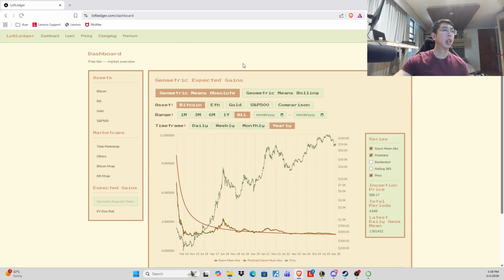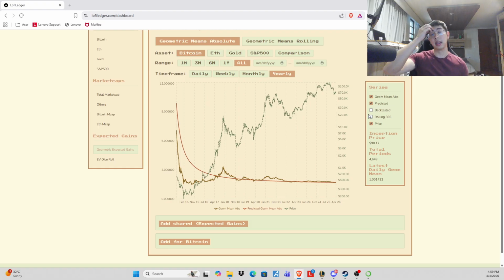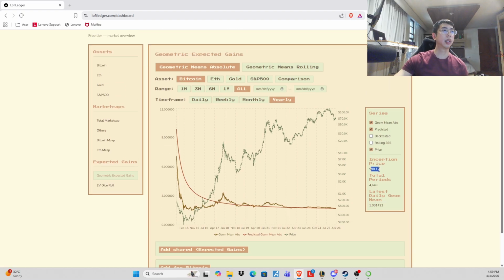So here, for example, you can see the graph of the geometric mean, and I call it absolute because basically what this graph does is it asks the question, what daily interest rate do we have to multiply to the starting price of Bitcoin to get the current price, right? So how do we read this? First, we look at the inception price. That's basically the first price of Bitcoin in my data. And then we look at what interest rate we multiply to this inception price every day for 4,649 days, the total number of days in my data, to get to the current price of Bitcoin, right?